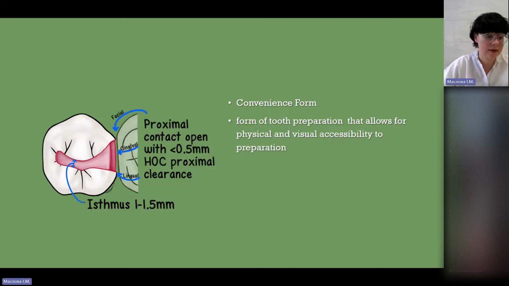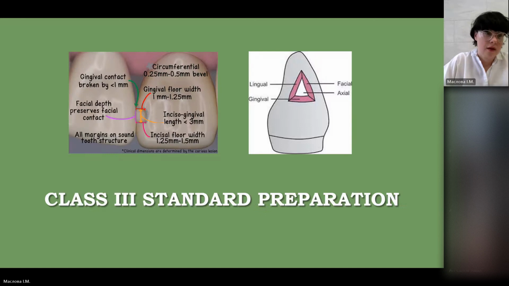Check the final preparation dimensions that are determined by the extent of the carious lesion or existing faulty restoration, and check for and remove remaining caries. The next features that we will discuss are the class 3 standard preparation.